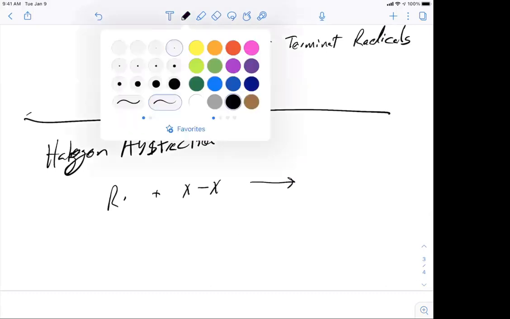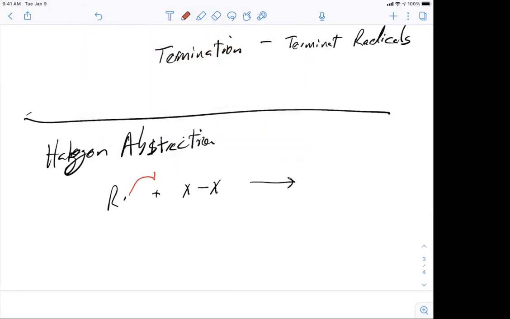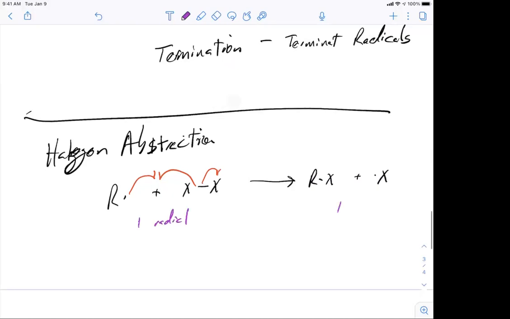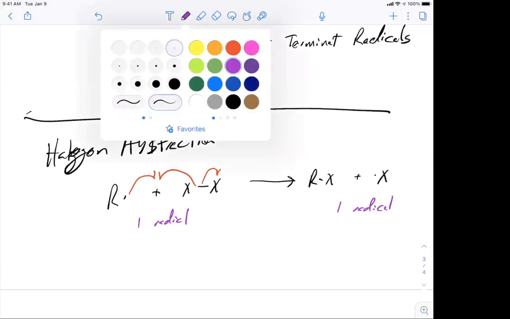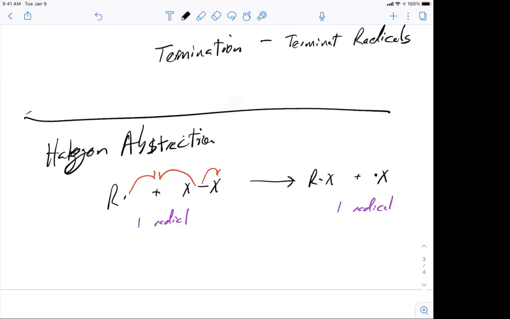Okay, and another one, halogen abstraction. Here we have radical pulling one of the halides off, giving us our X plus X radical. And again, if we look at this, we're starting with 1 radical, going to 1 radical. Thanks for that catch. Yeah.